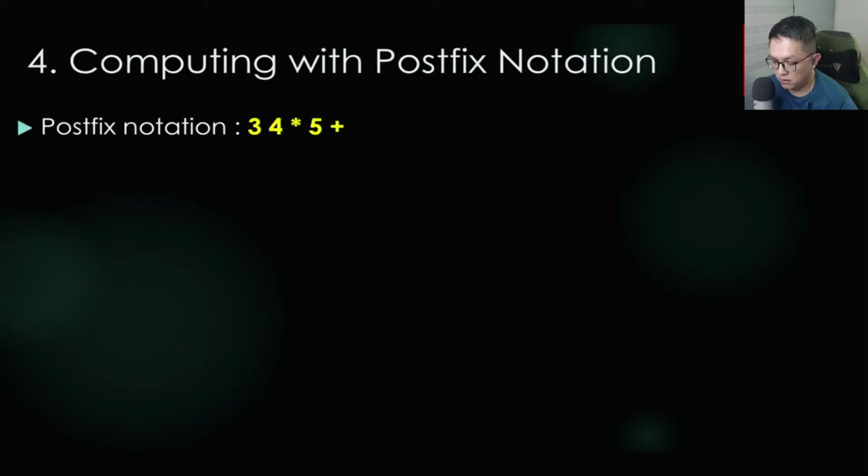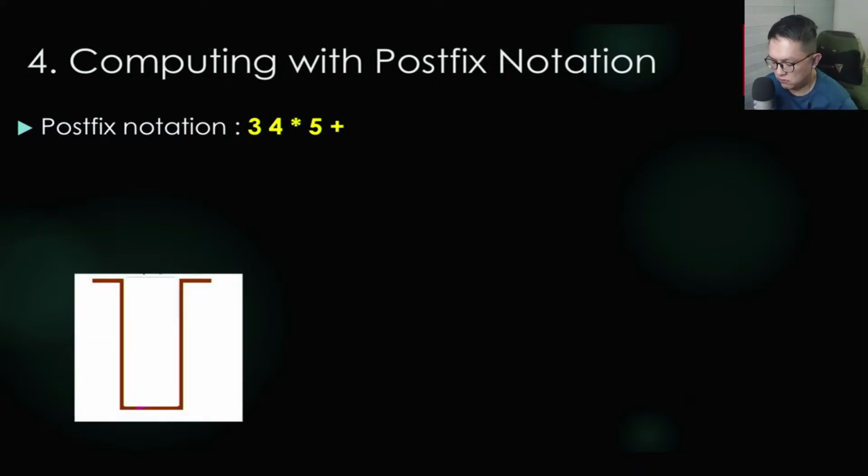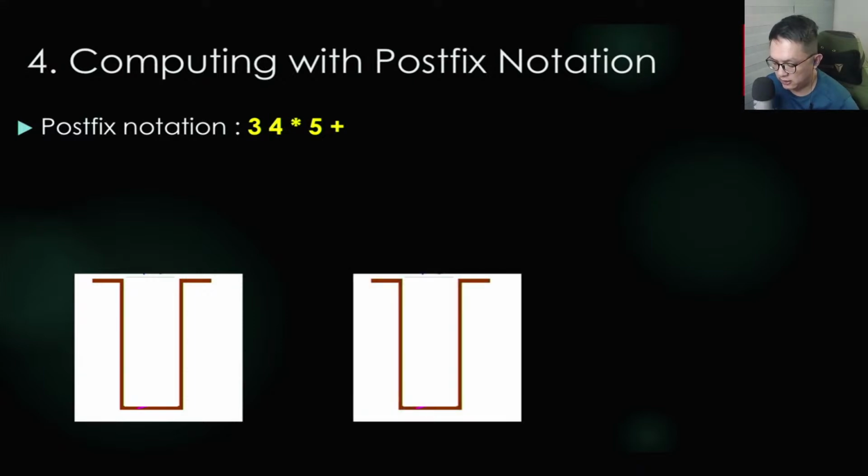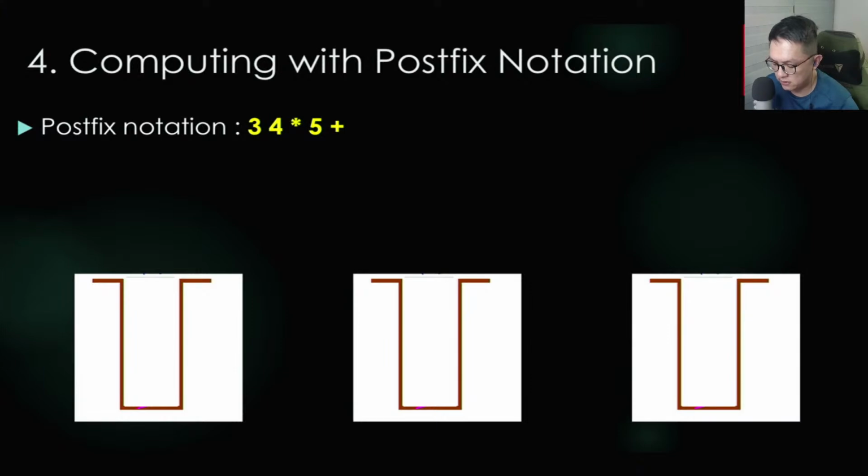Next, let's look at something a bit more complex. This one: 3, 4, times, 5, plus. If you were to look at the stack operation, let's just show all the items first. I think this one has no animation. Let me double check. Yeah, so this is what is happening here. It's actually 3 times 4 plus 5. Let's see how we use stacks to solve this problem.